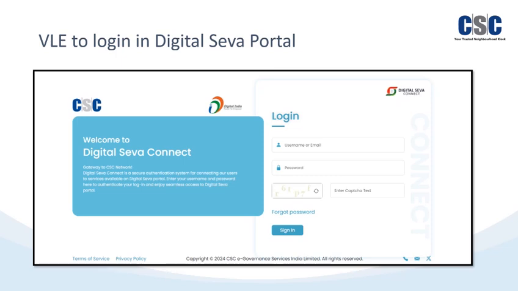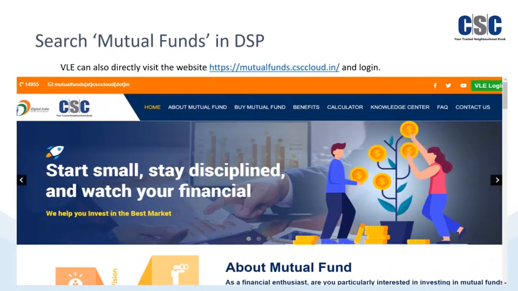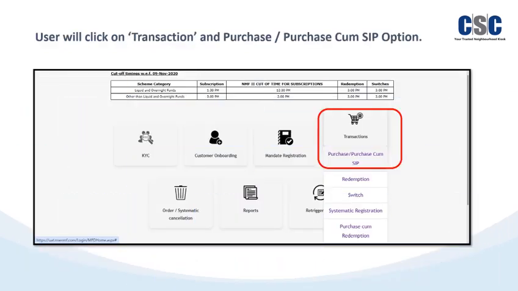For doing the mutual fund transactions, VLE to log into Digital Seva portal by using his user ID and password. VLE will search for mutual funds in DSP. VLE can also access the website mutualfunds.csccloud.in for doing the mutual funds transactions. Please click on Transaction and then click on Purchase cum SIP option.